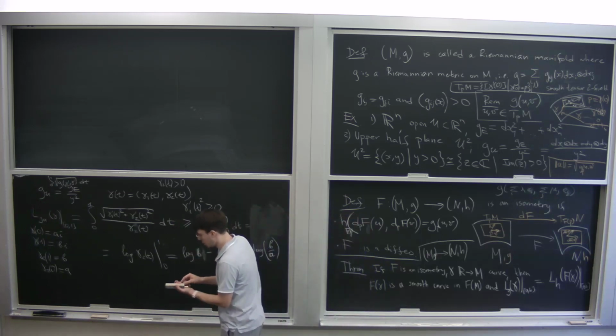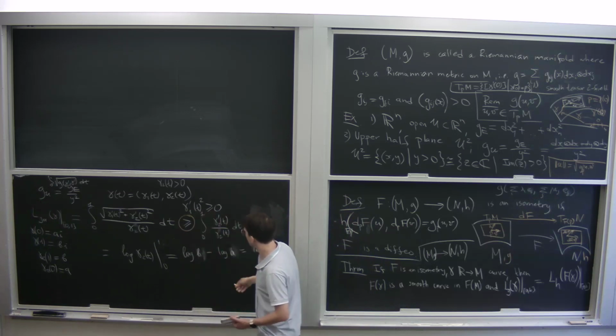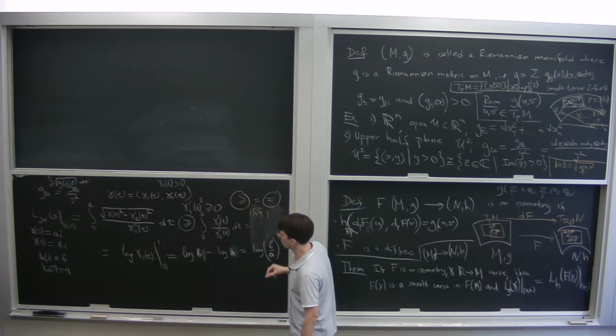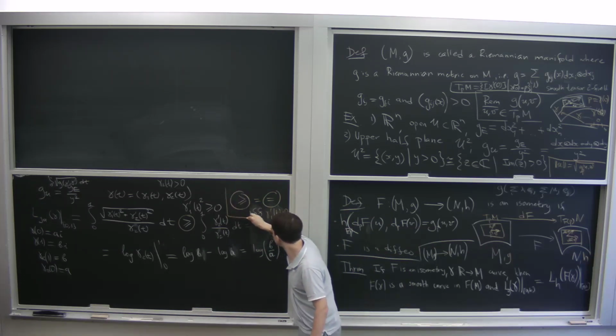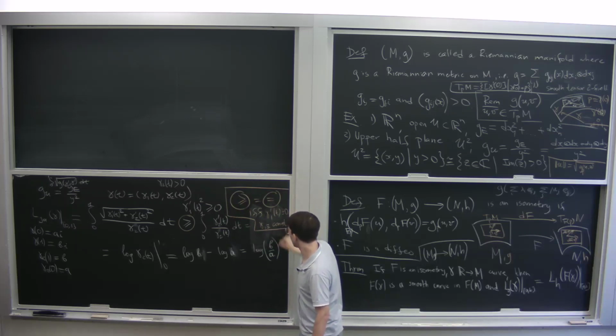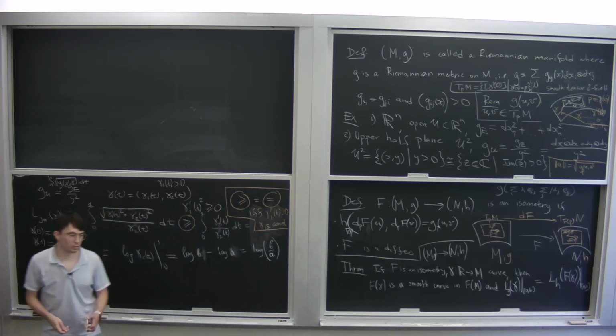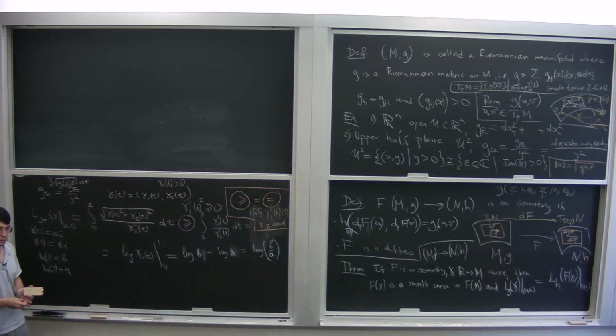And this inequality becomes an equality if and only if what? If and only if gamma 1 prime is identically 0. But this means that gamma 1 itself is a constant, right? In this particular case, we know what the constant is. It should be 0. Okay, is it good? Yeah.